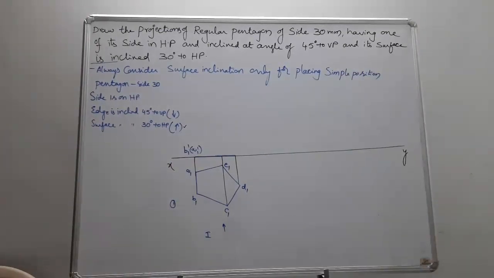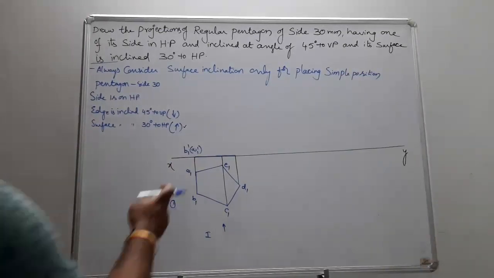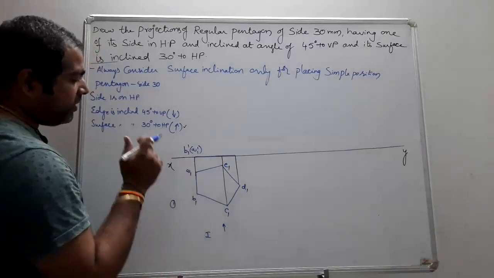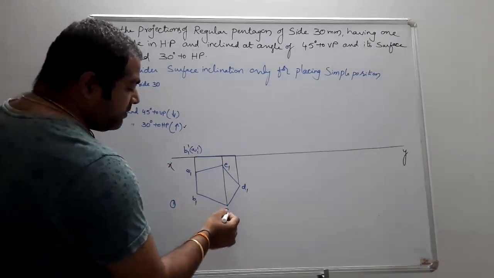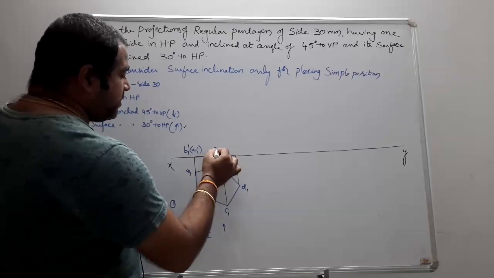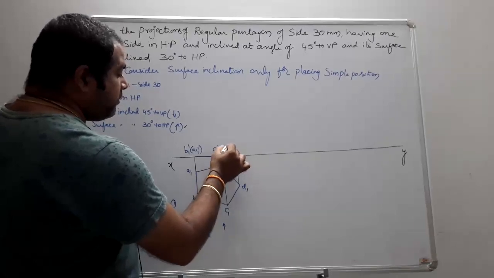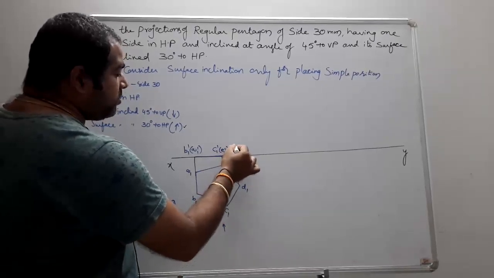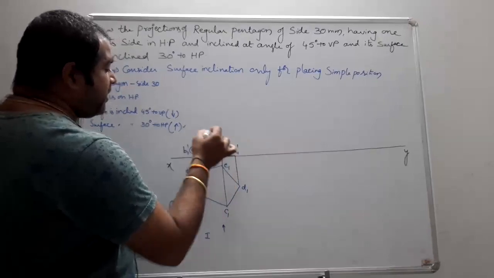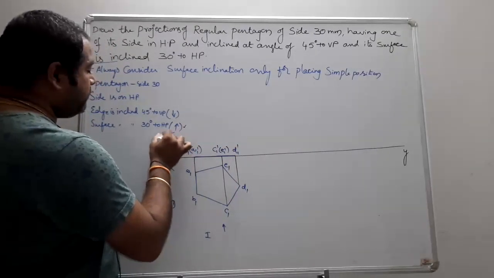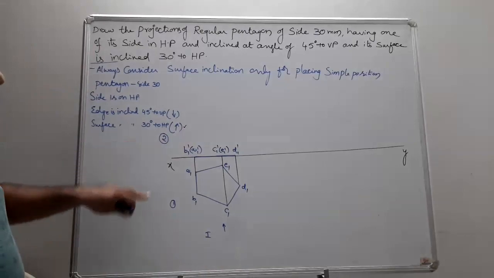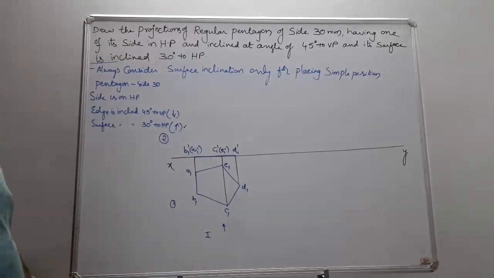B1 point is visible, A1 point is invisible. So it is B1 dash of A1 dash. Next, C1 is visible, E1 is invisible. So it becomes C1 dash of E1 dash. D point is visible, so it is D1 dash. This is step 2. Step 1 and step 2, which completes your stage 1.